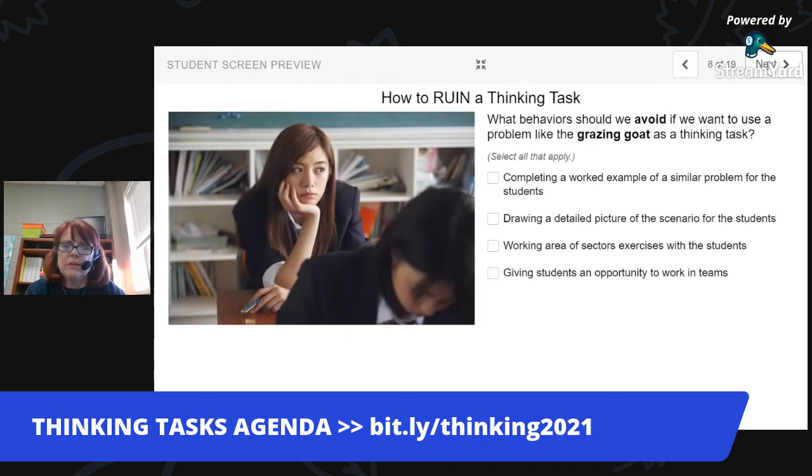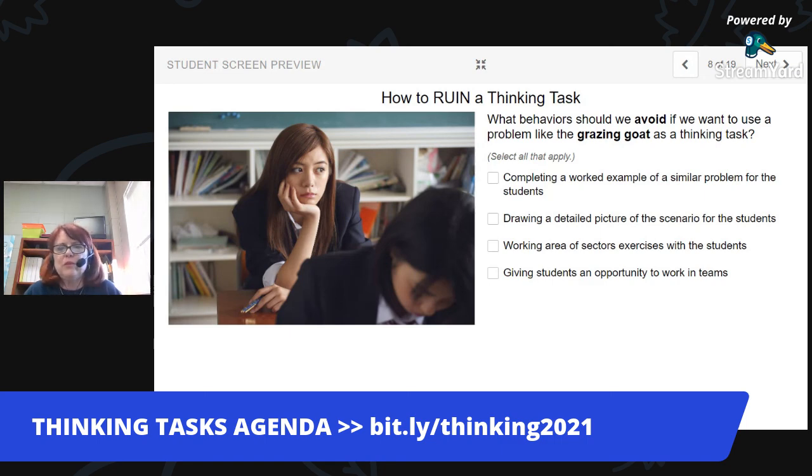So this isn't the perfect thinking task, but it's a good starting point. So if you've never done a task like this and you have a geometry class, this would be a good one to do. But let's do a checklist here. And this is how to ruin a thinking task.